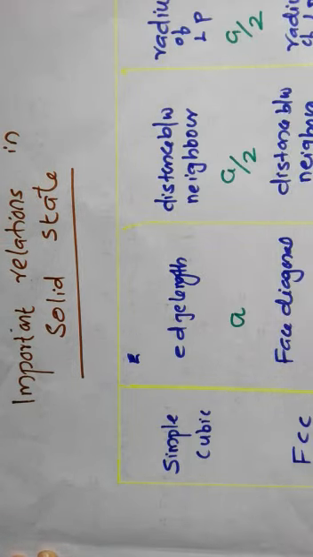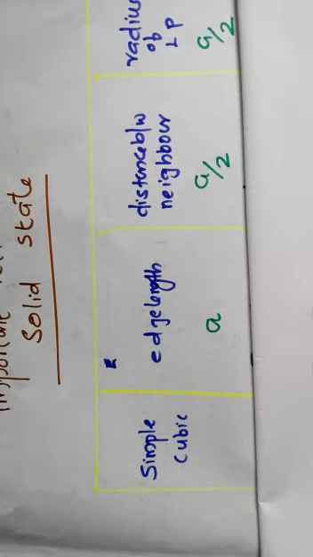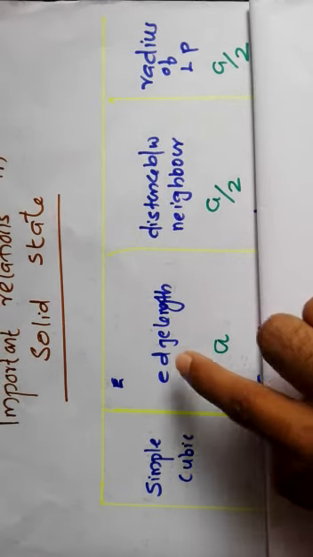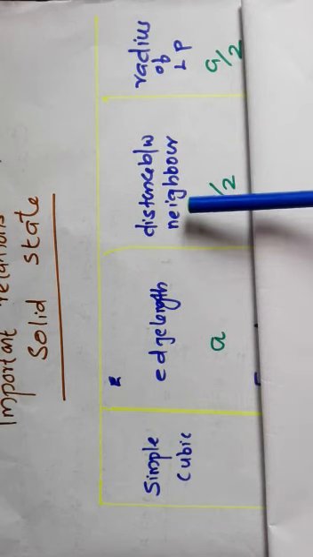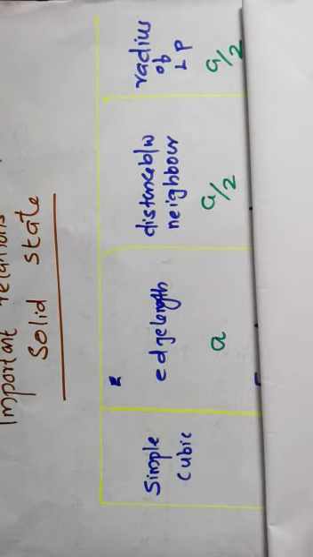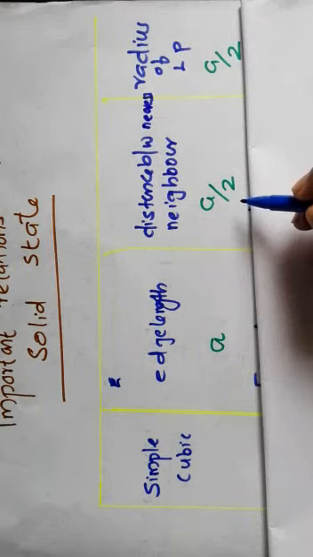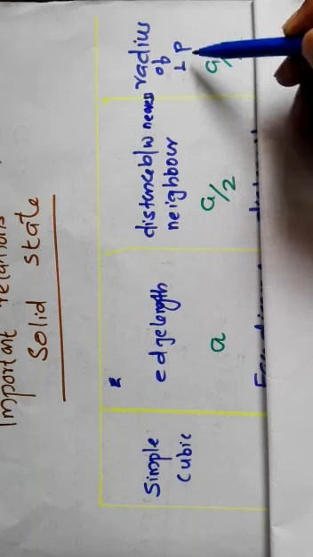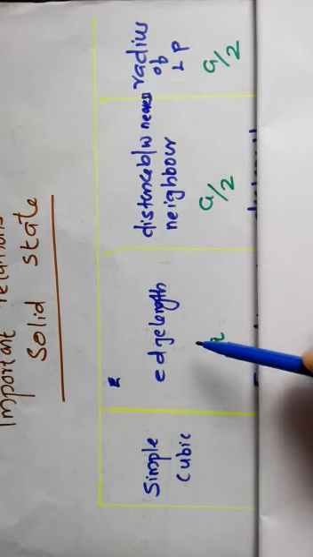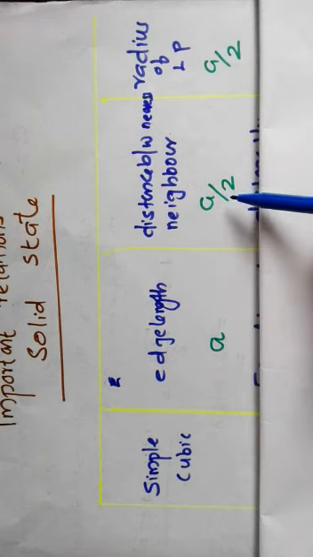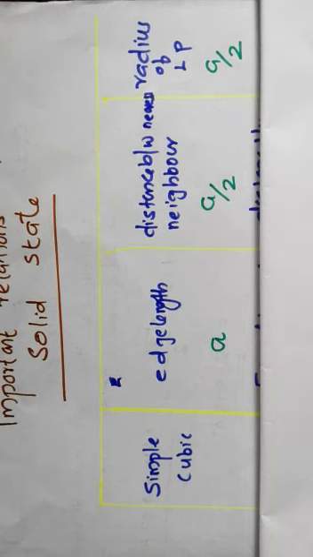Here I give you first simple cubic. For simple cubic, the edge length is a. Distance between nearest neighbors is a by 2. Radius of the lattice point of the simple cubic unit cell is a by 2. Edge length a, distance between nearest neighbor a by 2, radius of lattice point a by 2.